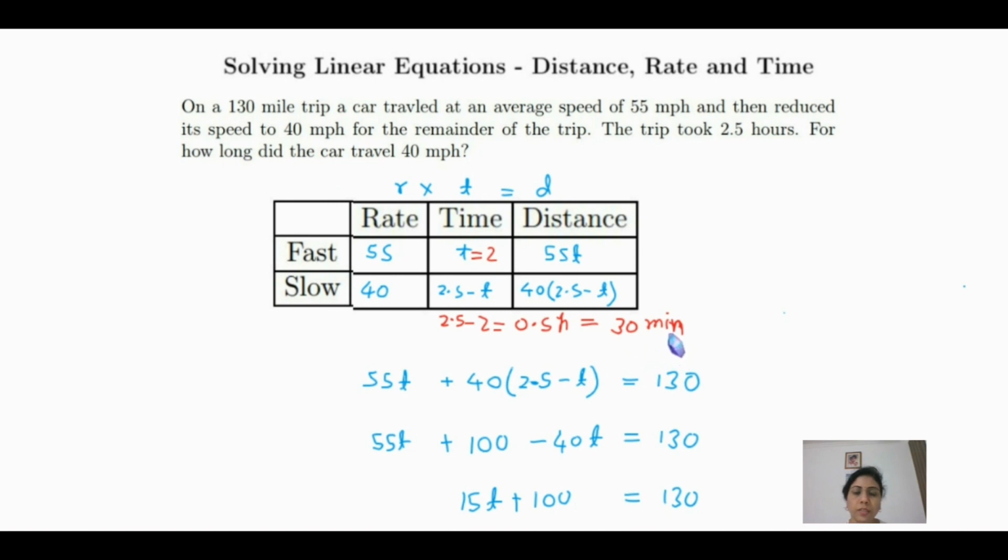I hope you get it, this type of sentences when given a distance problem. So very easy. You can just make a table: rate, time, distance, and use this formula: rate multiplied by time equals distance, and then you can use it according to the question. You can make an equation and then solve.